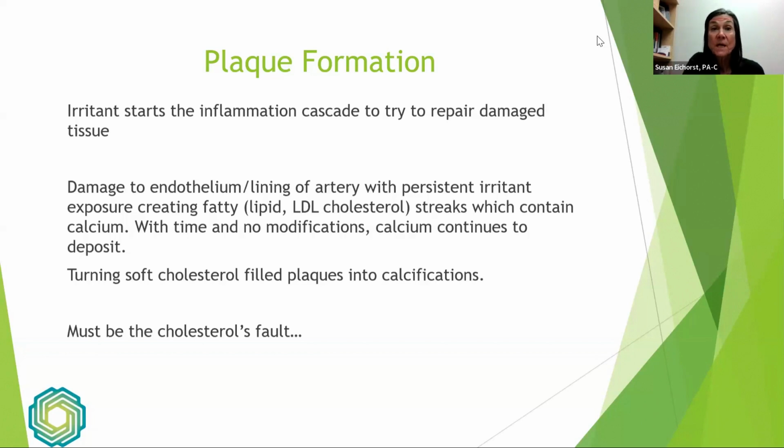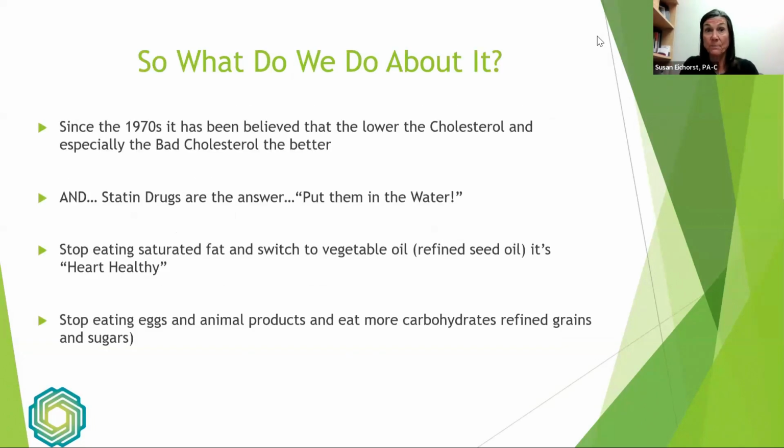So it was really deduced, hey, this must all be cholesterol's fault. If that's the first thing that gets deposited in these arteries, it must come back to cholesterol. So what do we do about it? Back in the 1970s, it was believed that if we lower these cholesterol levels, and especially the bad cholesterol, or the LDL, that everything will get better. And that's also when statin drugs were being introduced. And it was just kind of recognized, hey, we should just put them in the water for everybody.